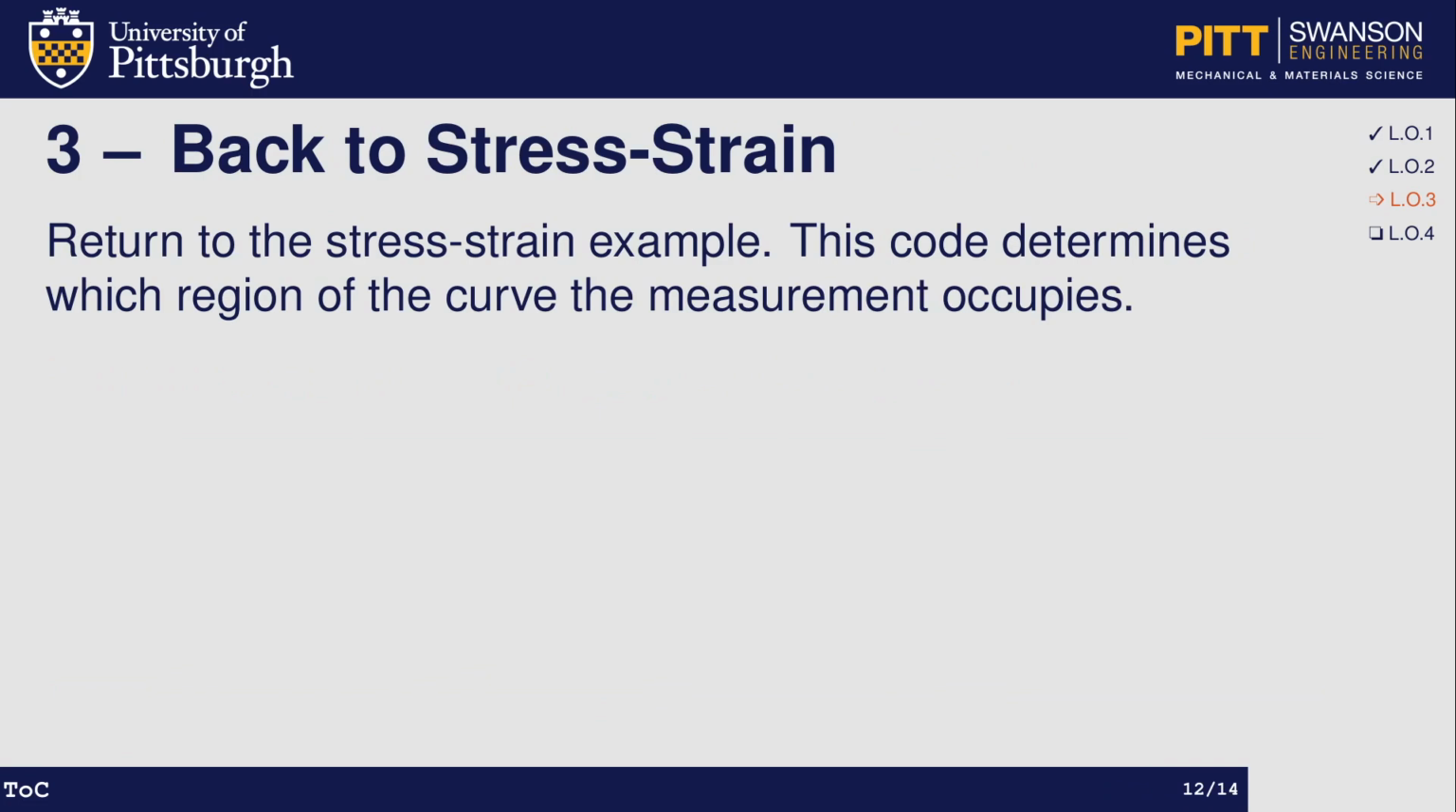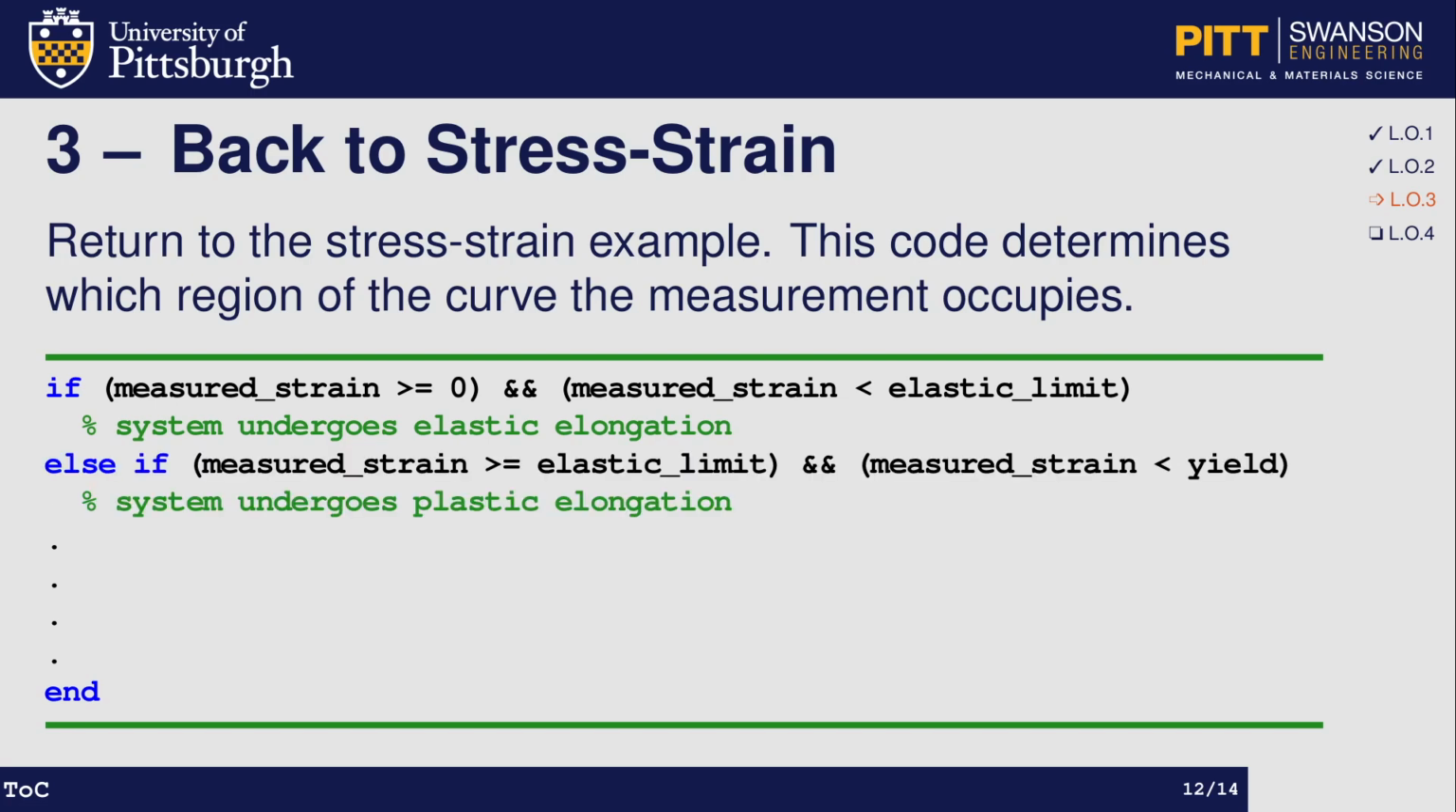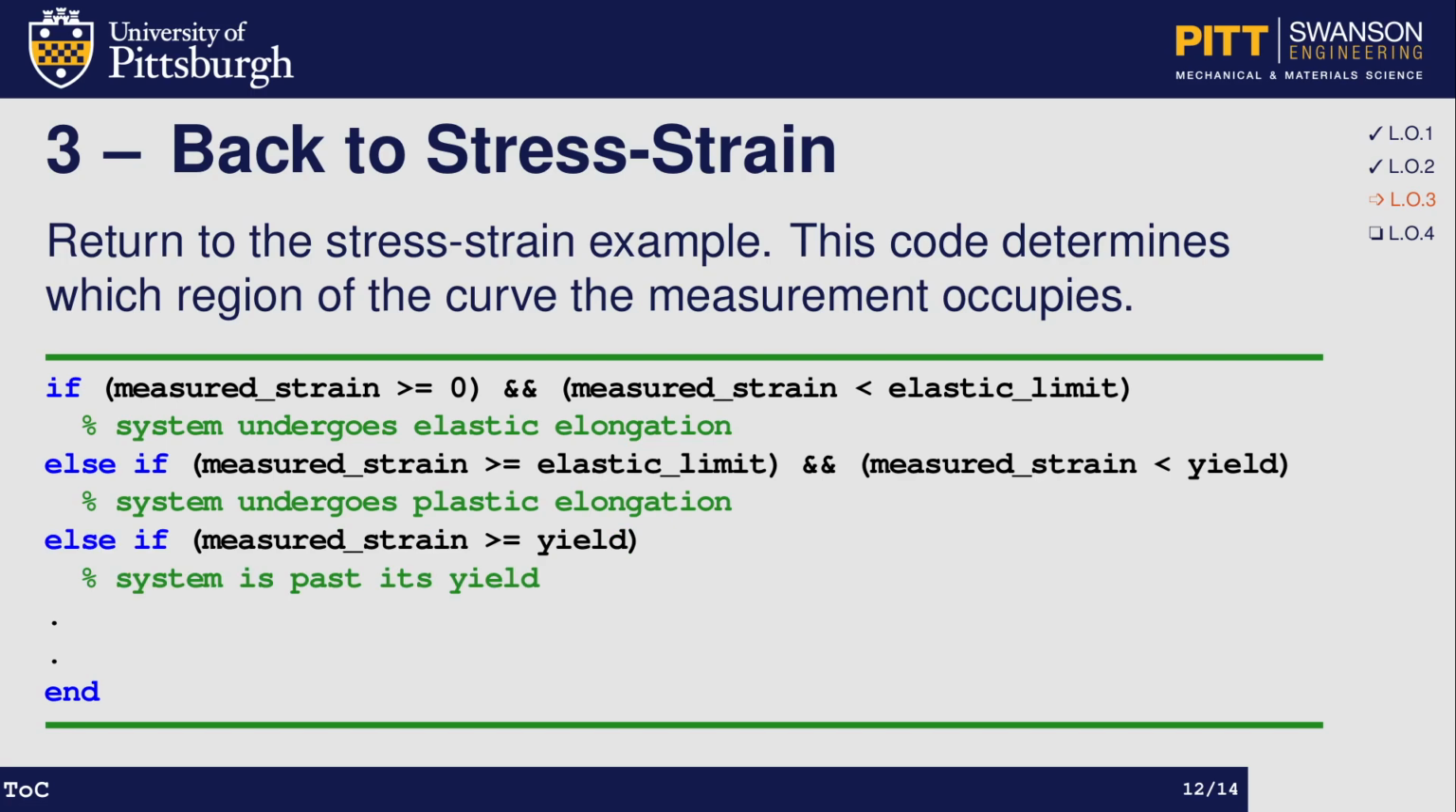Let's apply this back to the stress-strain example. The following code will determine which region of the curve the measurement occupies. First, we check if the measured strain is greater than 0 and less than the elastic limit. If that's the case, then the system is under elastic elongation. Next, we check if the measured strain is greater than the elastic limit and less than the yield limit. If that's the case, then the system is under plastic elongation and we would handle it differently. Finally, we check if the measured strain is greater than yield. If that's the case, then the system has failed. And if all of those logical checks are false, then it's probably an invalid measurement.